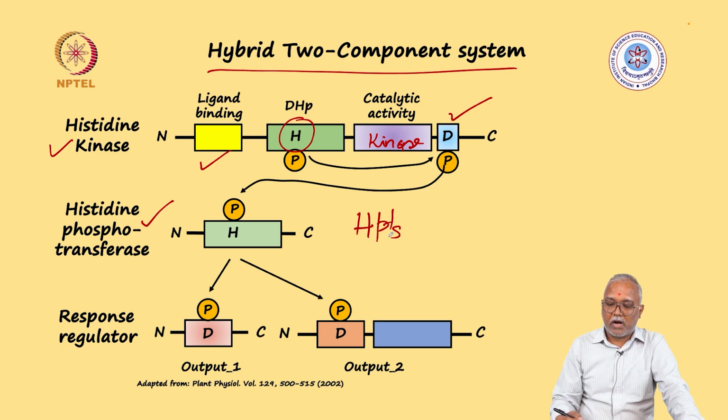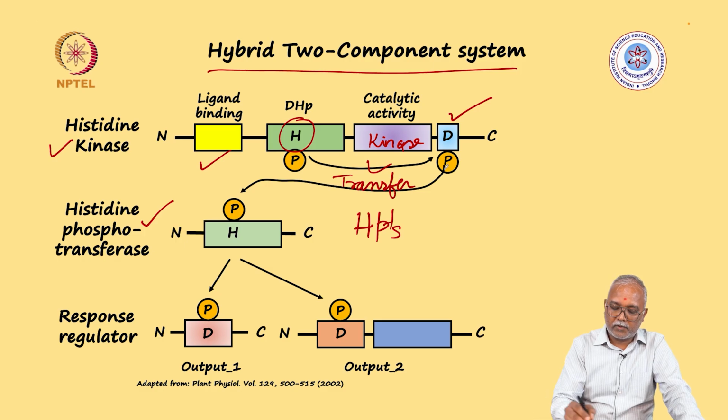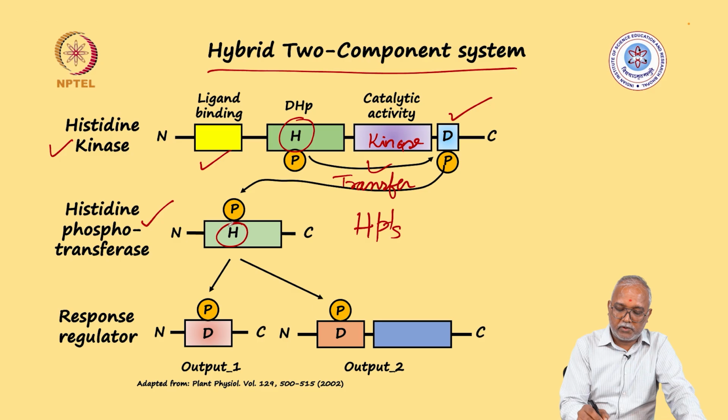So, now you can imagine how things will move forward: upon sensing the ligand, the histidine kinase is activated. This kinase now phosphorylates the histidine residue on the kinase or the receptor. Internally, phosphate is transferred to the aspartate residue. Now, this aspartate residue on the receptor will transfer phosphate onto the histidine residue of histidine phosphotransferase.